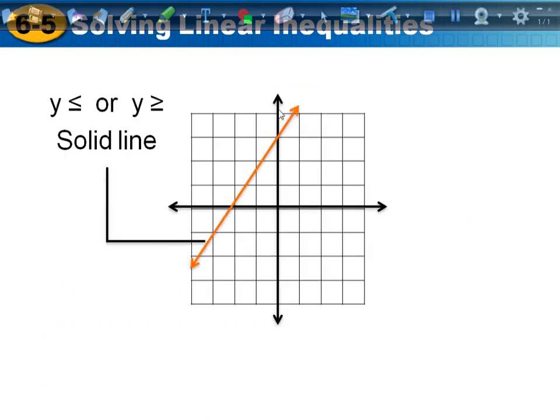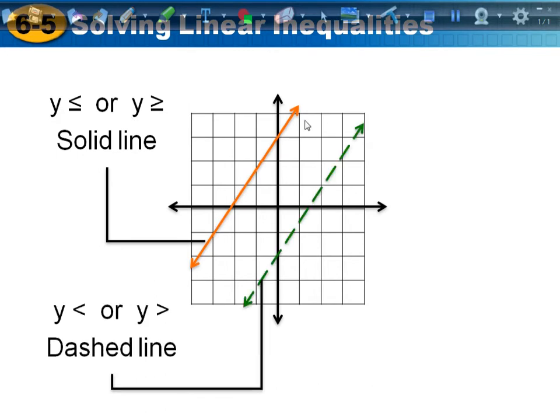Alright, if we're looking at this equation right here, y is less than or equal to, or y is greater than or equal to, means that it's going to be a solid line. If it's just y is less than or y is greater than, then it's going to be a dashed line. So in other words, if it has the extra mark, the line is going to be solid and filled in. If it does not have the extra mark here and here, it's just going to be a dashed line. What this means is that the points on this line are solutions to our inequality. The points on the dashed line are not solutions.